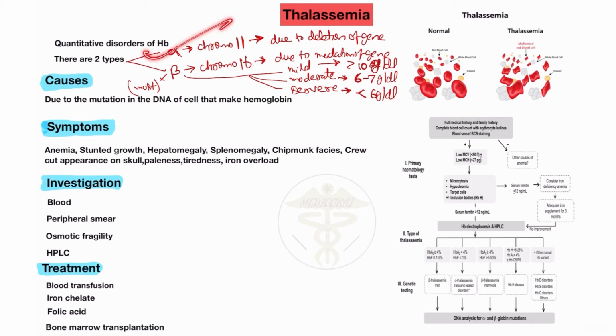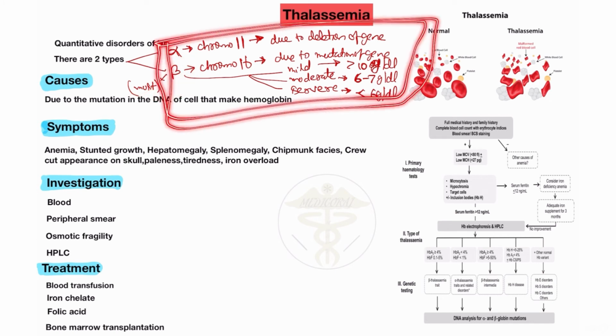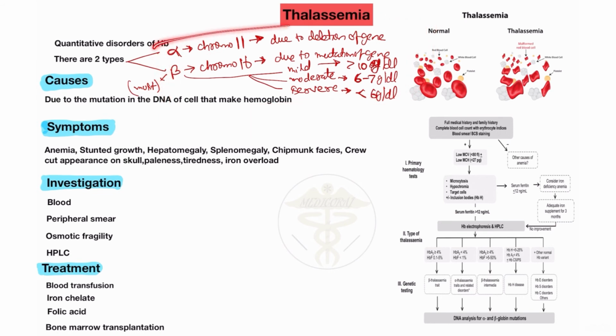So this is alpha thalassemia, this is beta thalassemia; one mostly occurs in chromosome 11 and the other in chromosome number 16. Alpha is due to deletion of the gene, and beta thalassemia mostly occurs due to mutation of the gene. The most common type of thalassemia is beta thalassemia. So please learn all these points, because most questions are asked from these only.